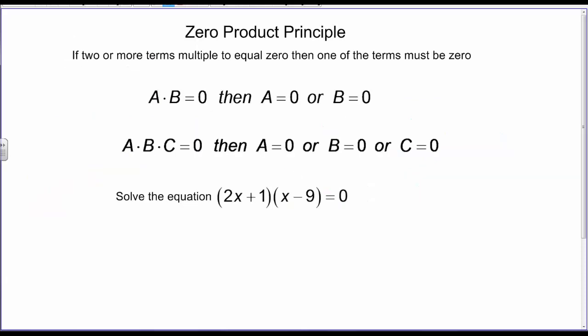All right. The next thing we're going to talk about is what's called the zero product principle. And it's really pretty straightforward if you think about it. It says if two or more terms multiply to equal 0, then one of those terms has to equal 0. In other words, it's a little easier to look at. Here's two terms, a times b, multiplying to equal 0. If this has got to be true, then it must be the case that either a is equal to 0 or b is equal to 0. There's no other way possible for that to happen.